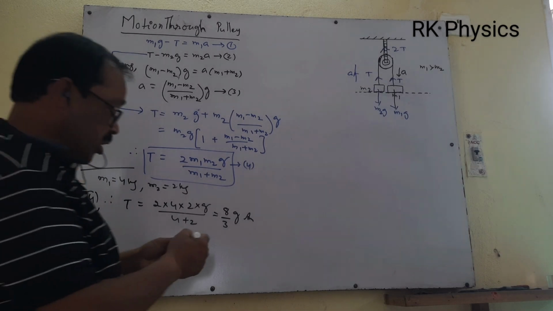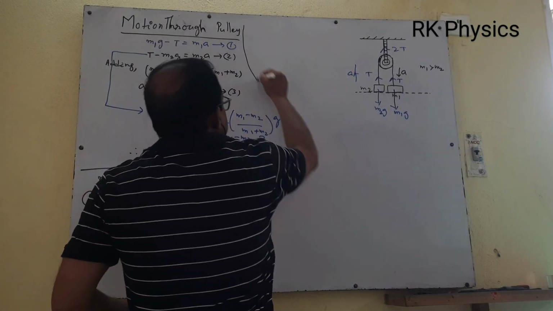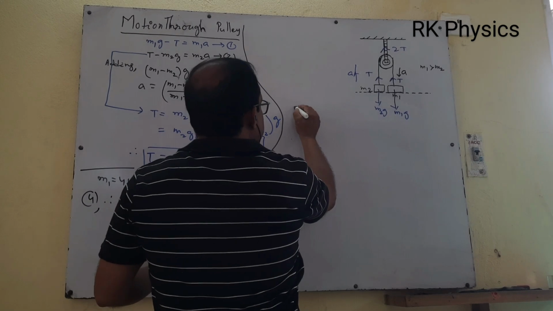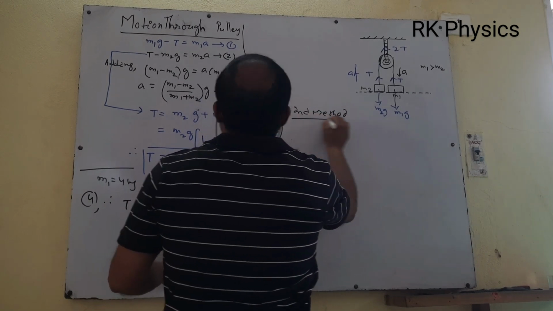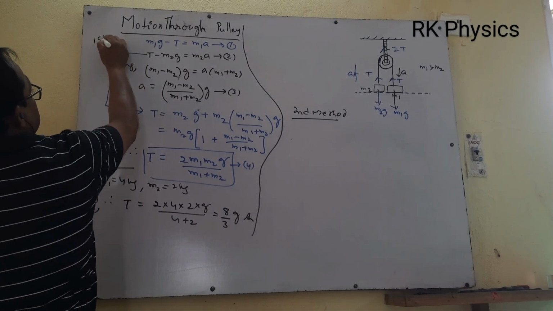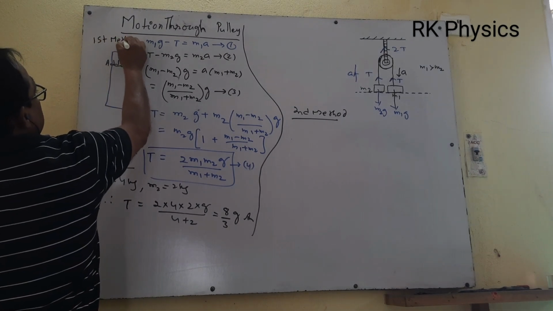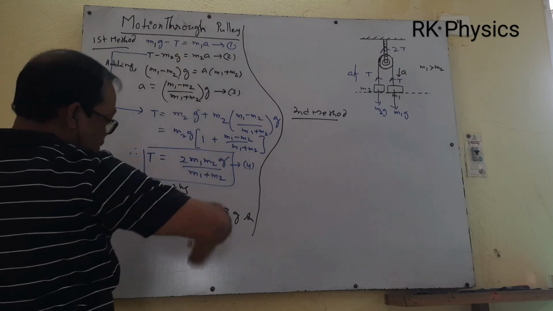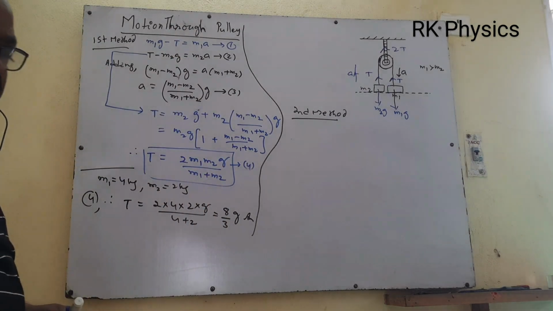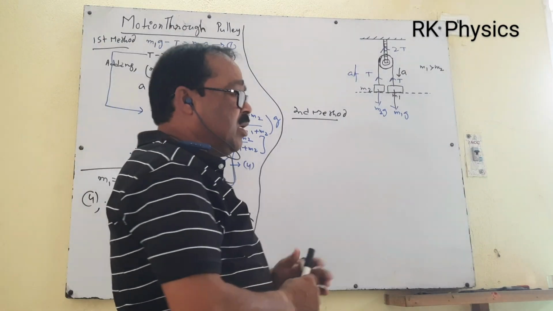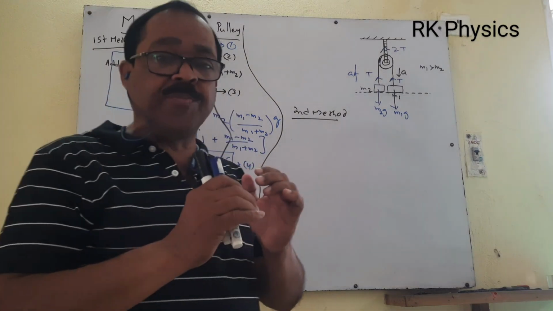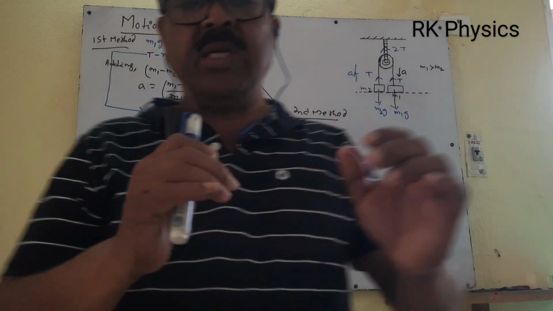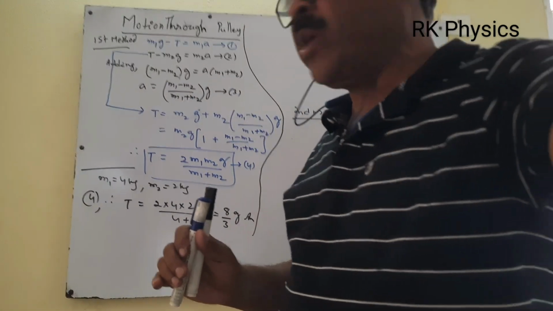Now instead of this, I am using a second method. This is the second method, which I am writing here. This is the first method, where you have to write this much. But what is the second method? In the second method I am using the system of a lift moving up and a lift moving down.